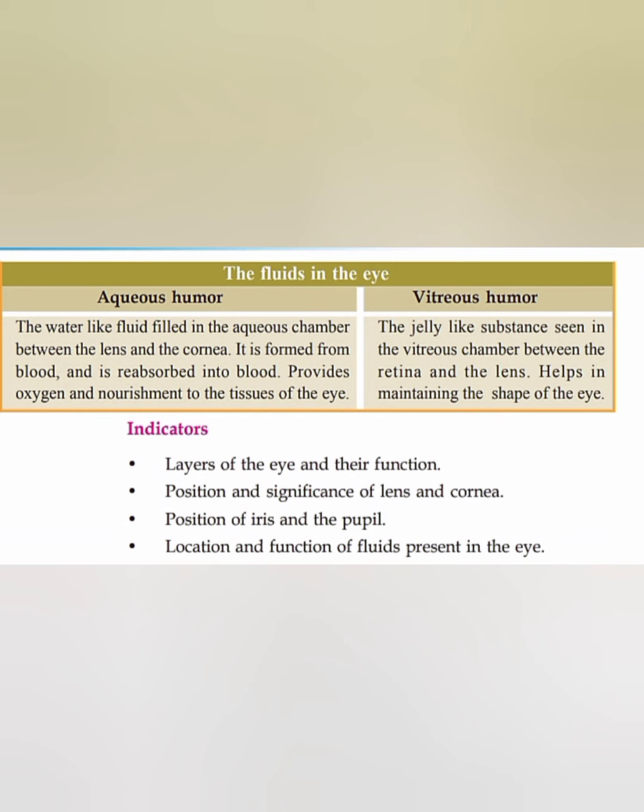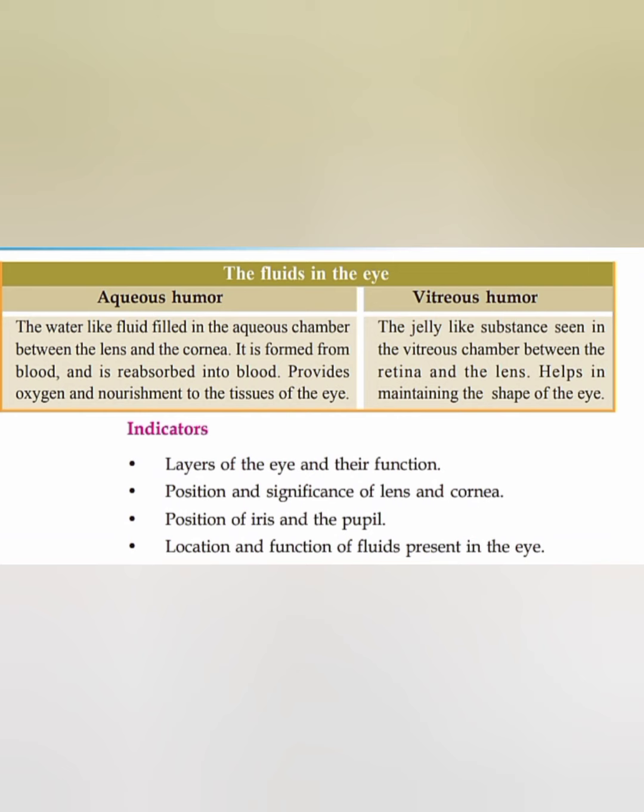It is filled with a water-like fluid called aqueous humor. It is formed from blood and also reabsorbed into the blood. What is its function? It provides oxygen and nourishment to the tissue of the eye.